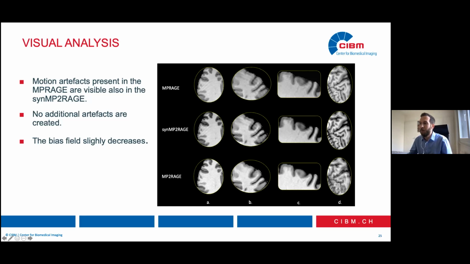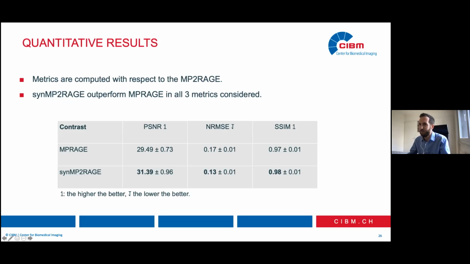Overall, we observe only a slight decrease in bias field in the synthetic MP2RAGE images, so we were not completely successful in removing the B1 bias field.